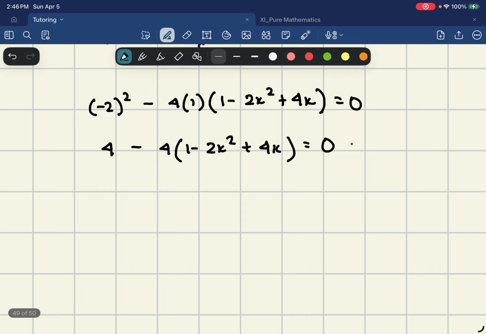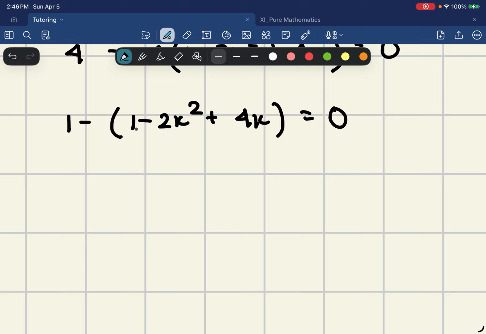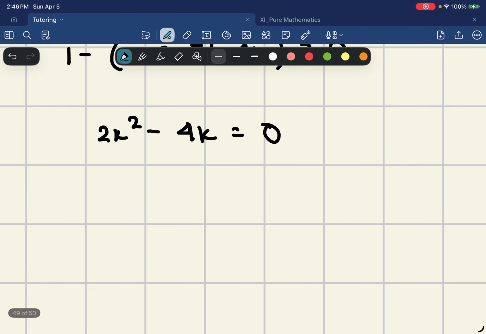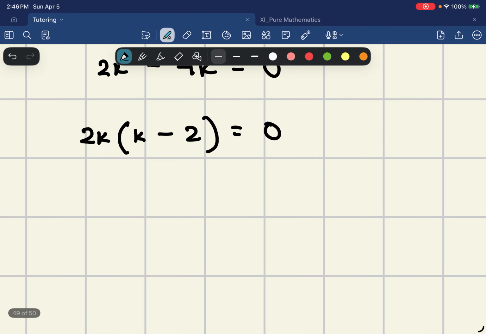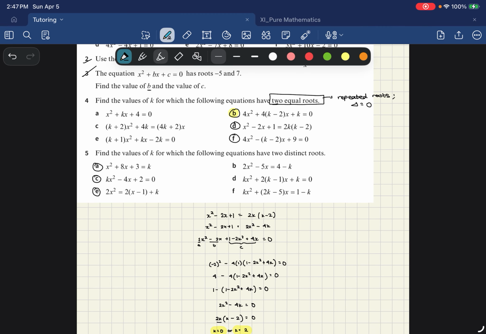And we can divide by 4 on both sides. If I divide my first term by 4, I get 1. And the second term divided by 4 just leaves whatever I have inside the bracket. And 0 divided by 4 is just 0. So 1 minus 1 is 0. And then I'll get 2k squared minus 4k. And I can factor out the 2k. I get k minus 2. And from this, I get k is equal to 0. If I put k as 0, then I get everything 0. Or k is equal to 2. So that should be my solution. k is 0 or k is equal to 2 should be my solution for part D.